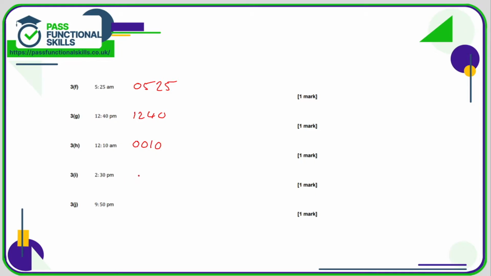2:30 PM, we're just going to add the 12 to the 2, so that's 14:30, and another PM for J, so we're going to add 12 to the 9, so that is 21:50.